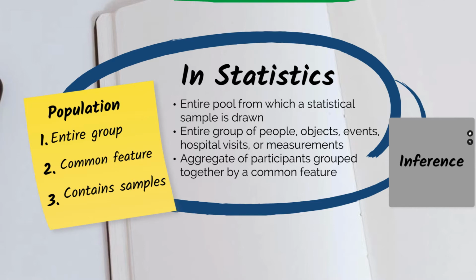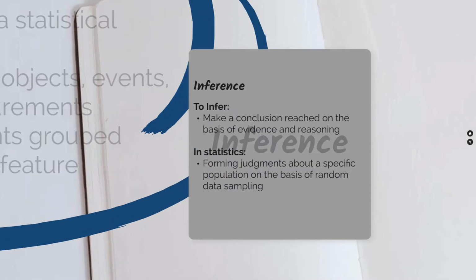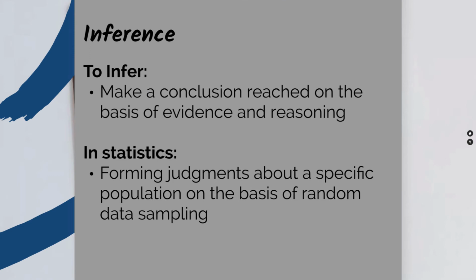What we want to do is take a sample that is representative of the population so that we can make inference back to that population. To infer means to make a conclusion reached on the basis of evidence and reasoning. In statistics, we form judgments about a specific population on the basis of random data sampling. So if we take a good sample, what we learn from that sample, we can infer back to the population at large.